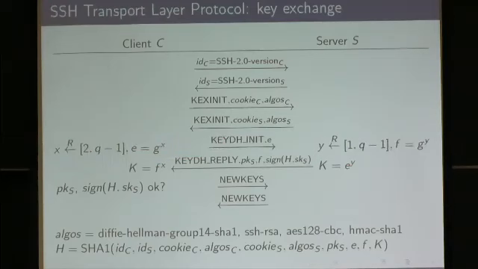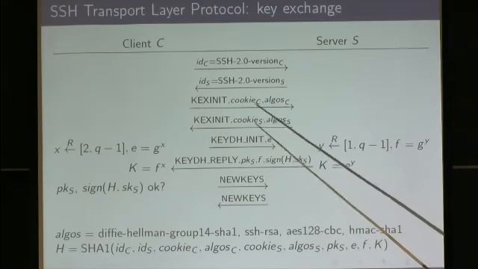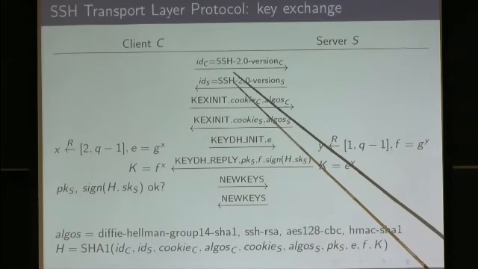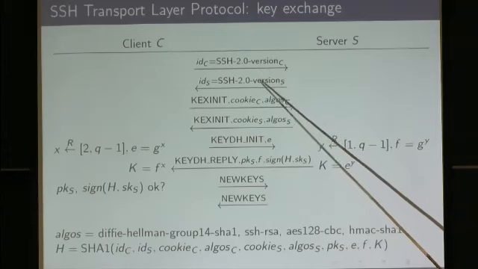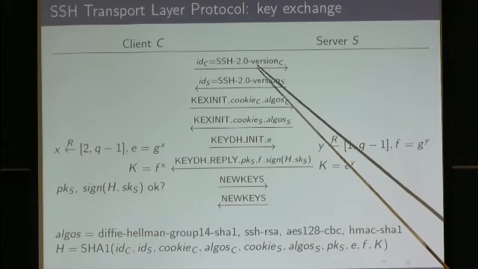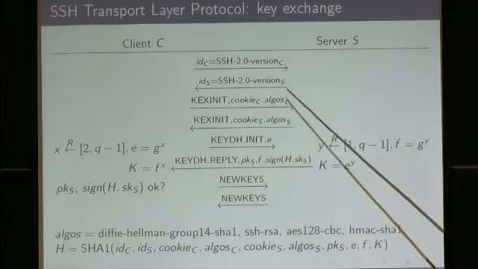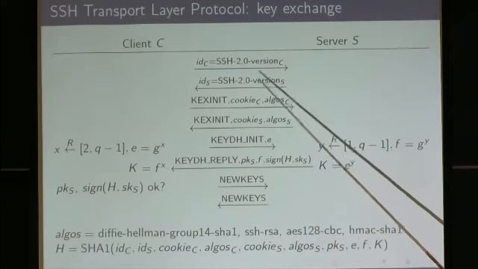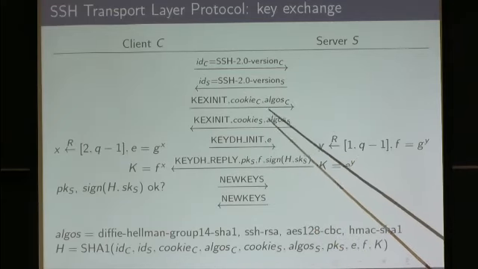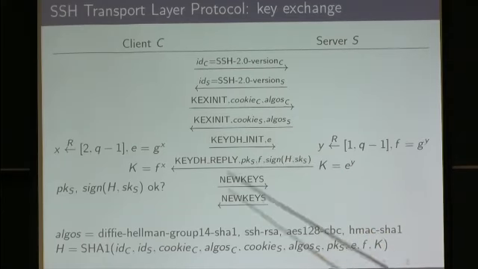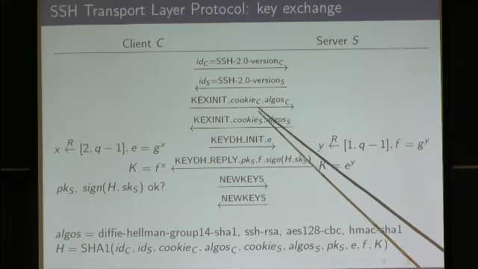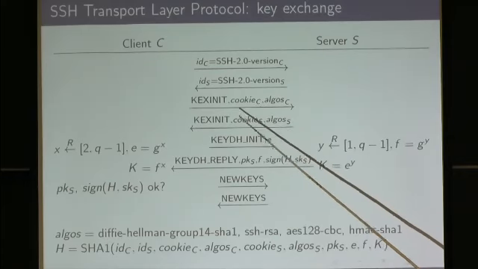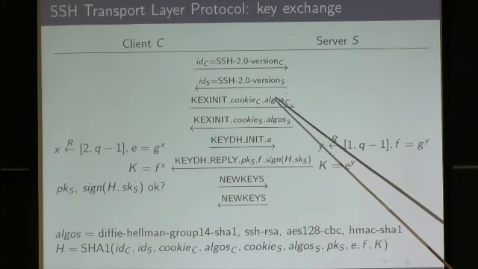So in this protocol, let me remind you of the key exchange protocol. You have a client and the server. The client sends an identification string saying SSH 2.0 and some version, saying, for example, OpenSSH or some similar indications. The server does the same thing. Then the client and the server send a key exchange initialization message which contains some random cookie, some random nonce, and a list of algorithms.